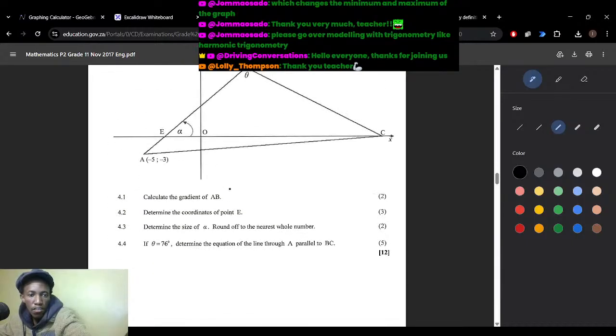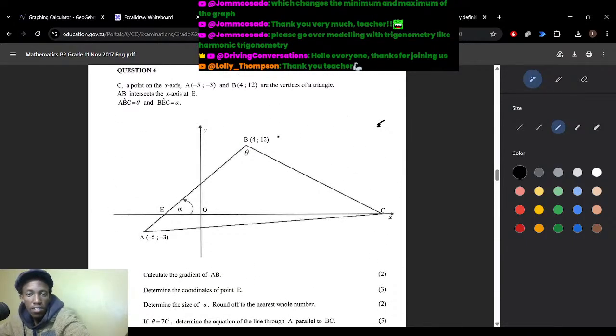So now we have calculated the gradient of AB, and we find out it's 5/3. But now let's determine the coordinates of point E. So how do we do that? We know the equation of a straight line is y = mx + c. So this is our y value, this is our x value, this is our gradient.